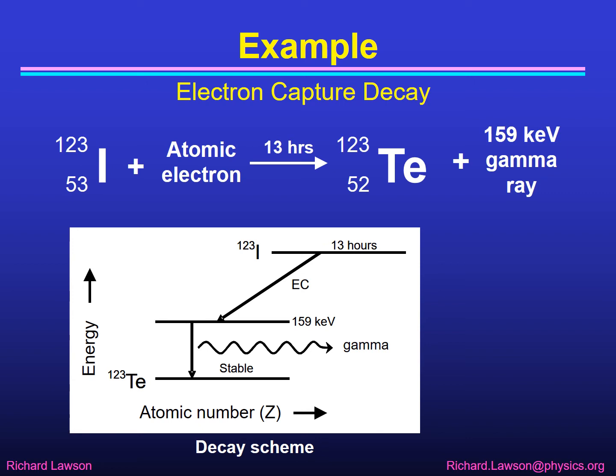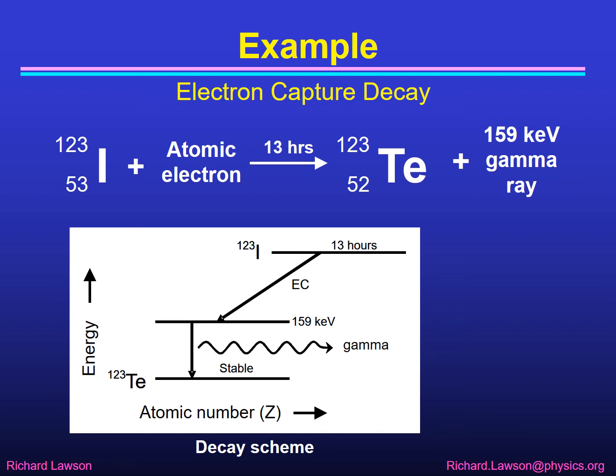And we can look at the decay scheme in this diagram here, where we plot the atomic number across here, increasing number of protons further to the right, and the energy up here. So each of these levels here represents a state within the nucleus with increasing energy. We start off at the top here with a high energy state, which is the iodine-123, which has got a half-life of 13 hours. It decays by electron capture by reducing the energy and also reducing the number of protons.